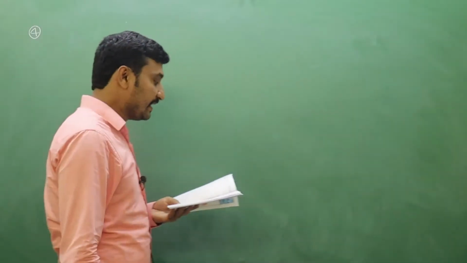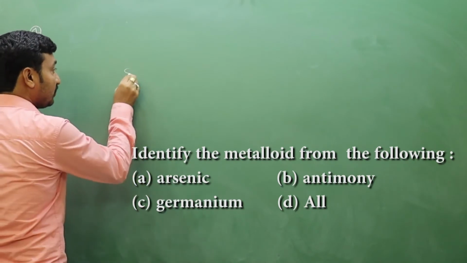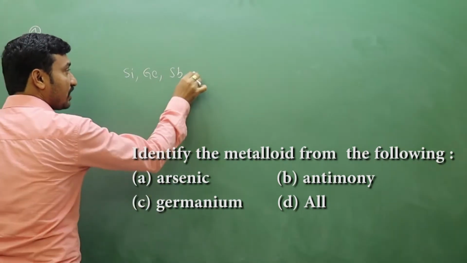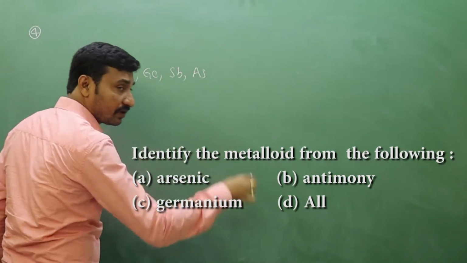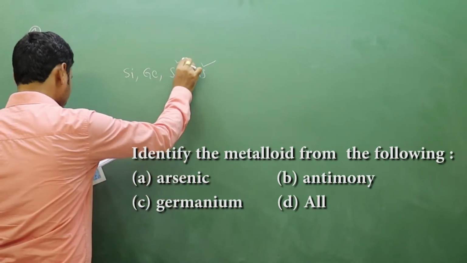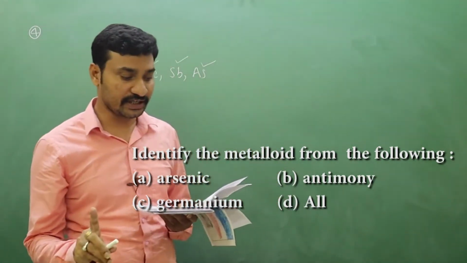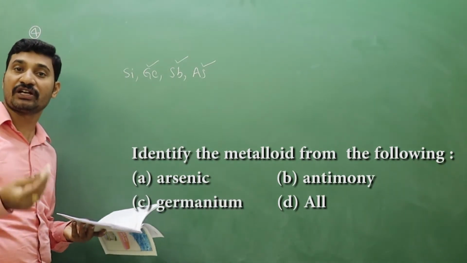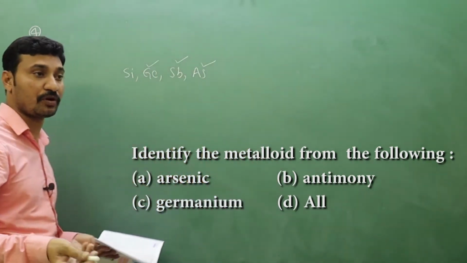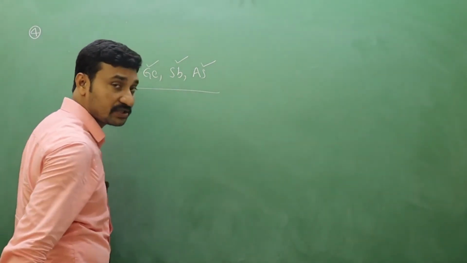See question number 4. Identify the metalloid from the following. Already we discussed some metalloids: silicon, germanium, antimony, arsenic. These are all examples of metalloids. Now see the given options: arsenic, yes, metalloid. Antimony, metalloid. Germanium, metalloid. So all are metalloids, hence option D is correct. You know what a metalloid is? A metalloid shows properties of metals as well as properties of non-metals. So that is called a metalloid.